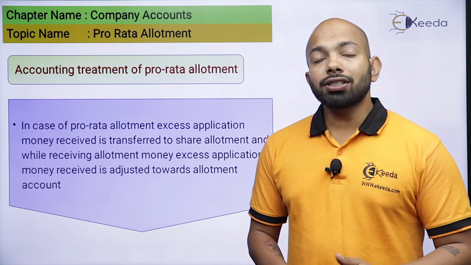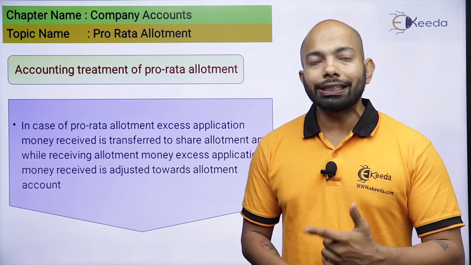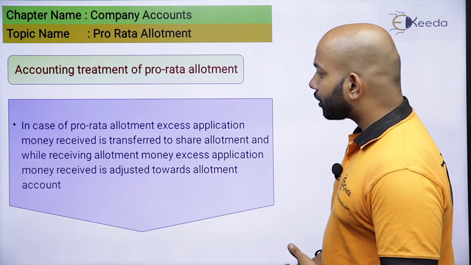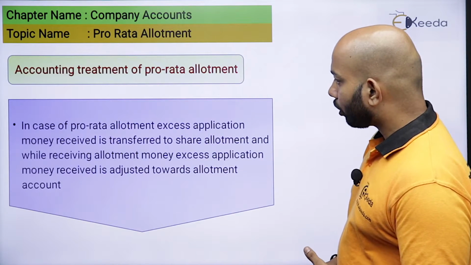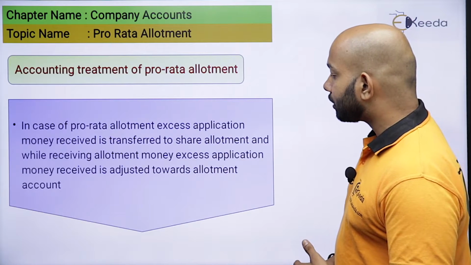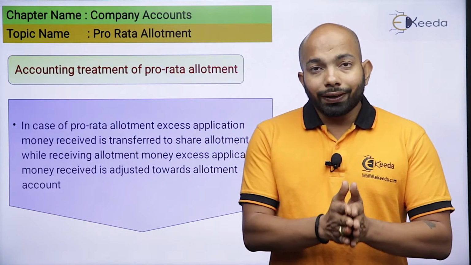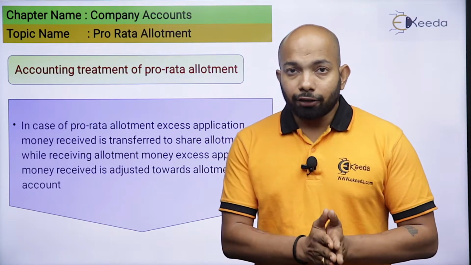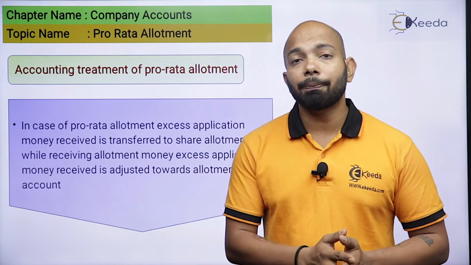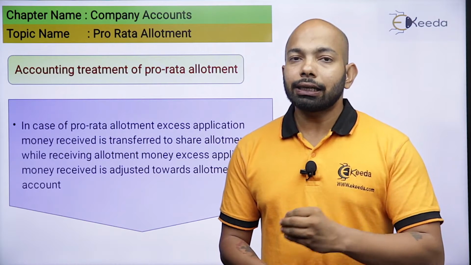Now we need to understand what is the accounting treatment of pro rata basis, how exactly in accounts we deal with this term. In case of pro rata allotment, excess application money received is transferred to the share allotment, and while receiving allotment money, excess application money received is adjusted towards allotment account. Now, whatever excess application money we have, because people have already applied for 2,40,000 shares, they have already paid up that application money. So whatever excess money we have will be adjusted in allotment.